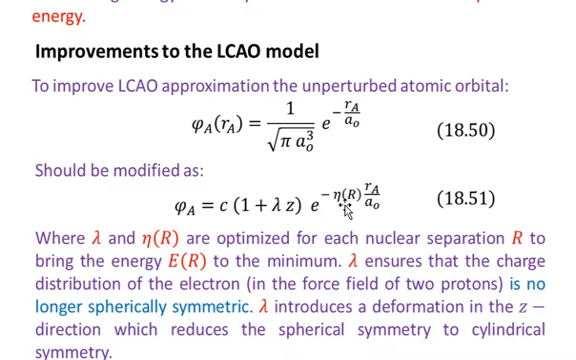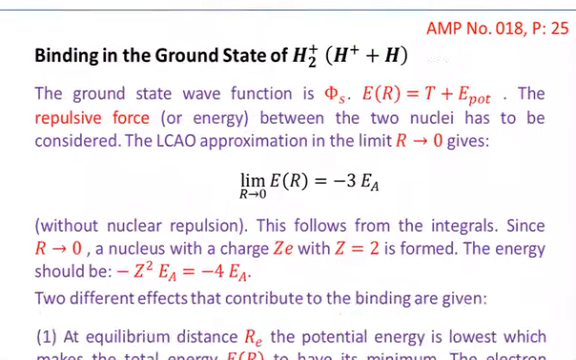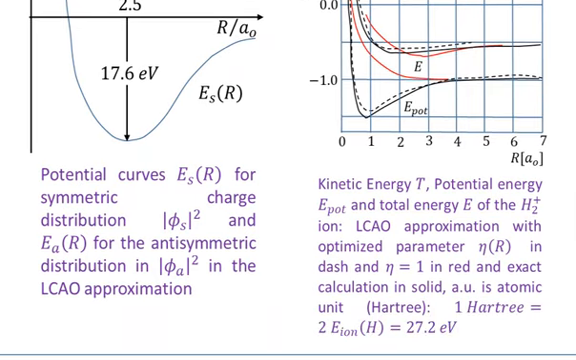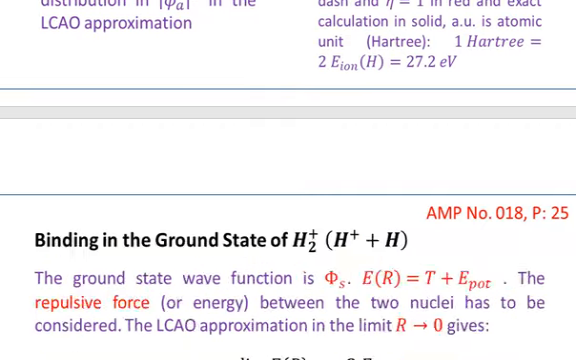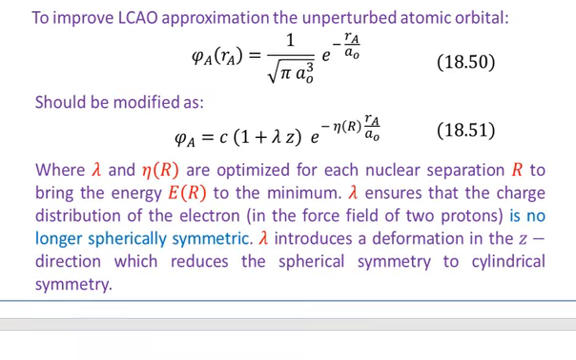You know that this is eta of R, which I have mentioned in connection with the plots given over here. And here I have talked about the optimization of the parameter eta of R, and this eta of R appears in the calculation in equation number 51. So phi a is equal to c times 1 plus lambda times z, where z is the z axis on which the two nuclei are located, and then e to the power minus eta of R multiplied by Ra over a naught, where lambda and eta of R are optimized for each nuclear separation R to bring the energy E of R to the minimum.